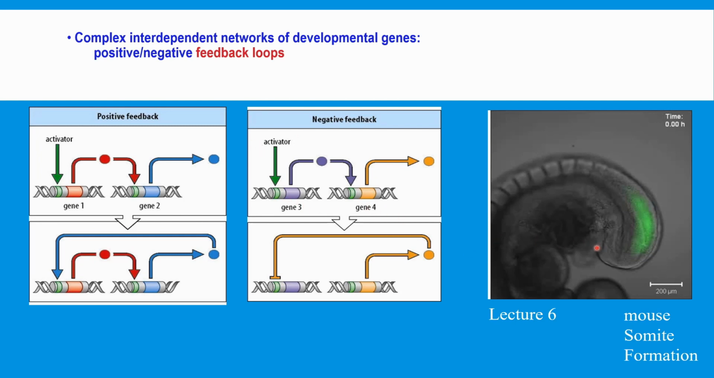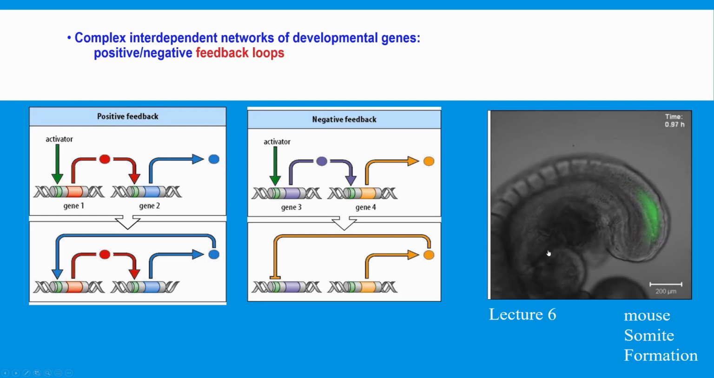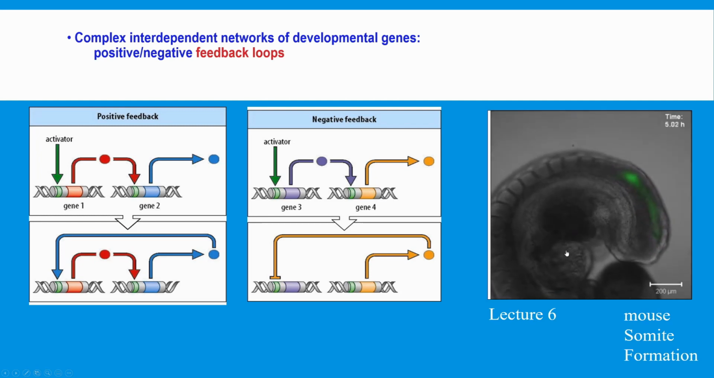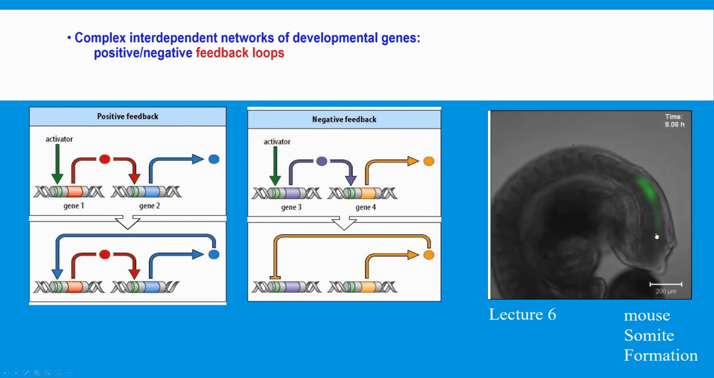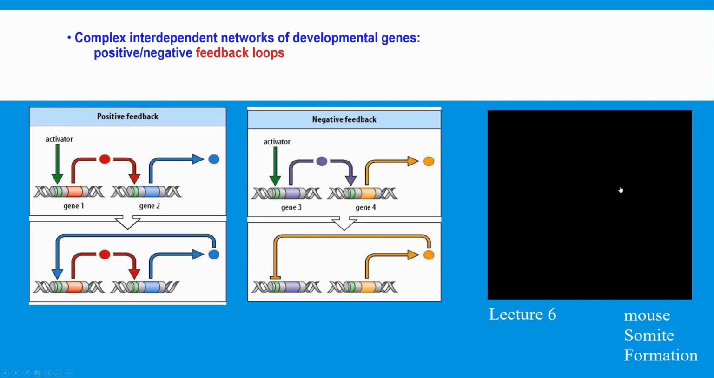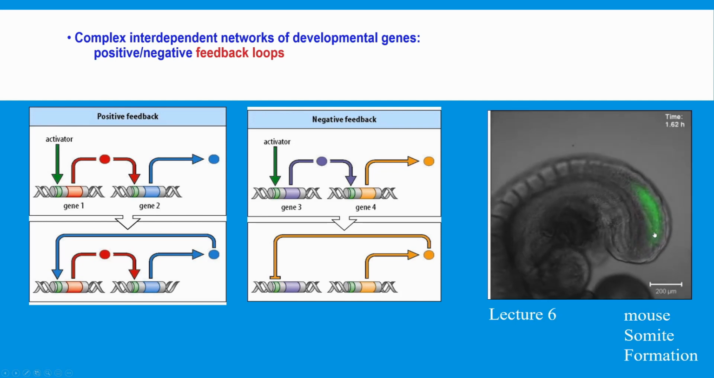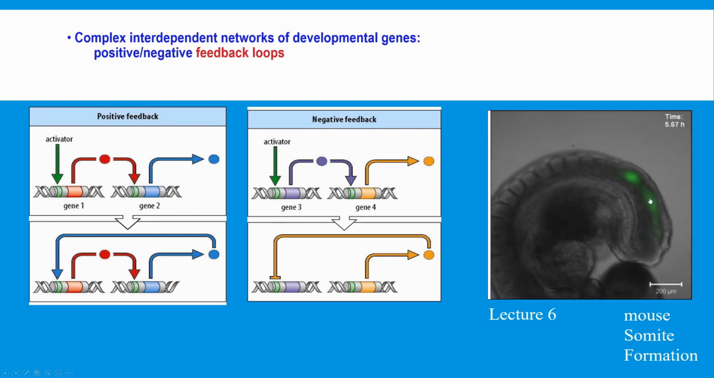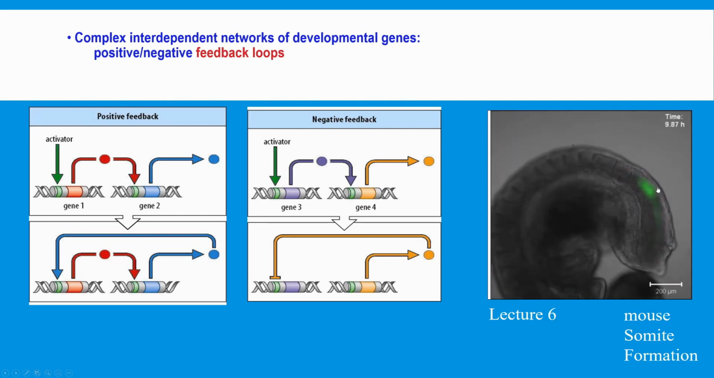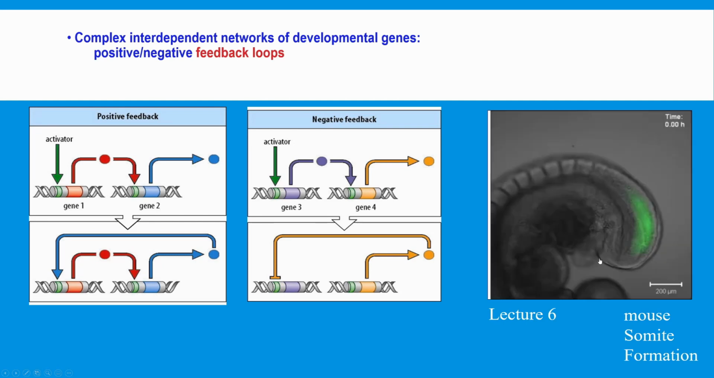Now I want to show you a film. This is in mouse, and it's in the somites forming in the embryo. And it's an example of negative feedback. So hopefully I can get it to play. Okay. So what it looks like is pulsing signal moving from the tail towards the head, so from the posterior towards the anterior. One more time.